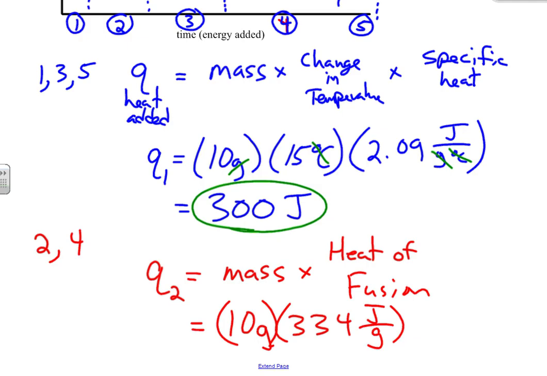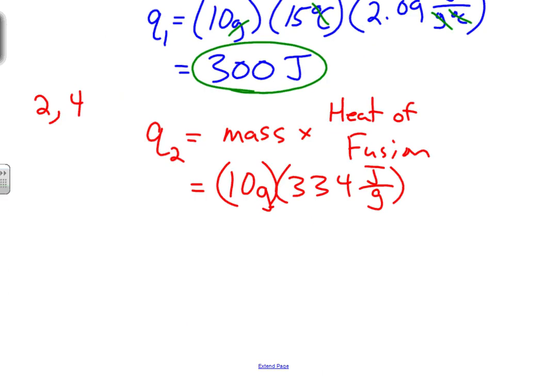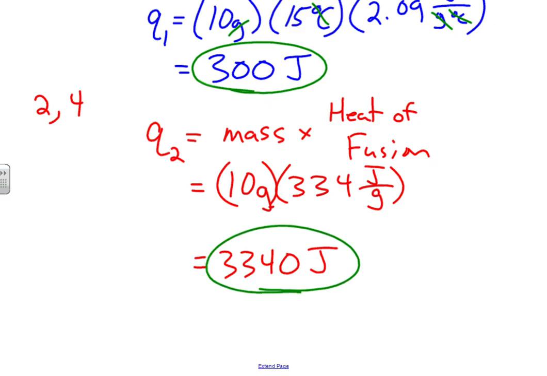Now notice there's not the degrees Celsius part here because there's no temperature in the formula there. The temperature is constant during this part. And so that would be a heat being added then of 3,340 roughly joules. And so you can see that's a significantly larger amount of joules that have to be added compared to the amount that were added to heat it up. So that change of state requires a lot more energy.